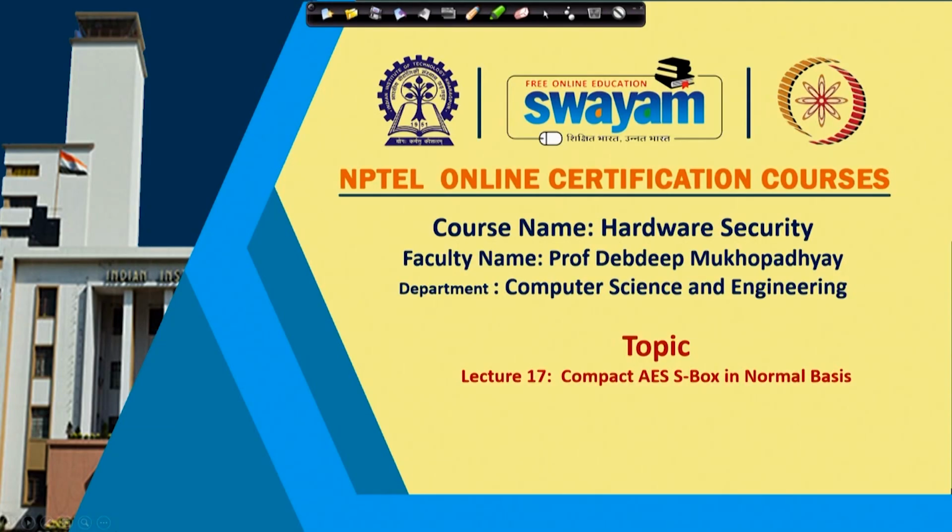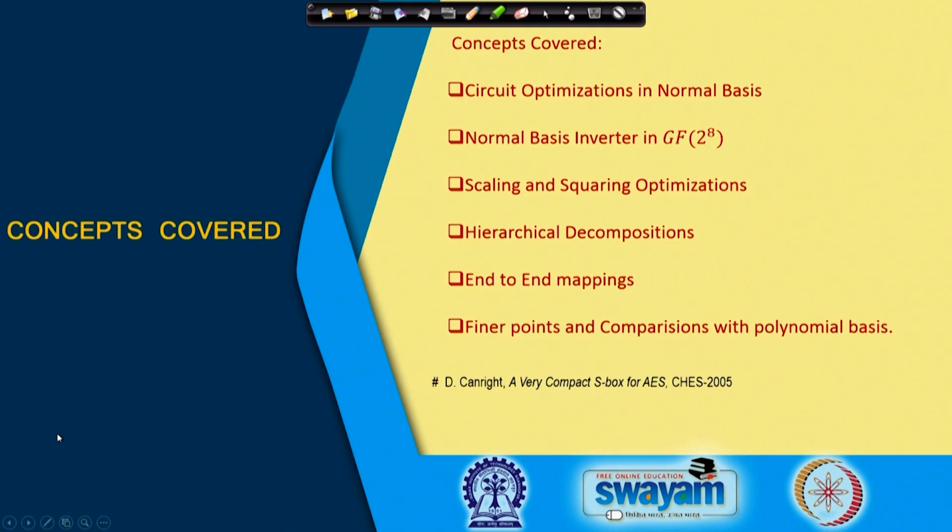We shall continue our study on the hardware security class. So, we shall be continuing our pursuit to find out an efficient and compact AES S-box. In particular, in the last class we were talking about polynomial basis representation. So, we shall be continuing to look into the normal basis domain, trying to see whether in the normal basis domain we have more opportunities of optimization.